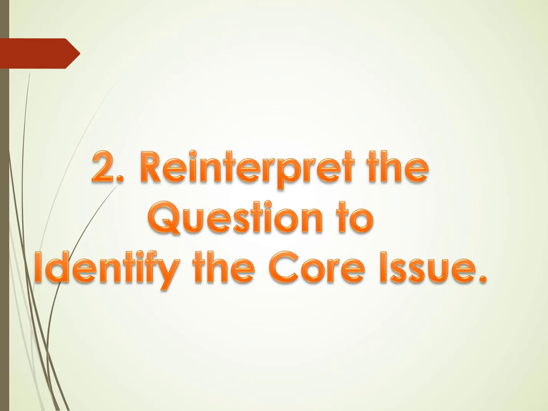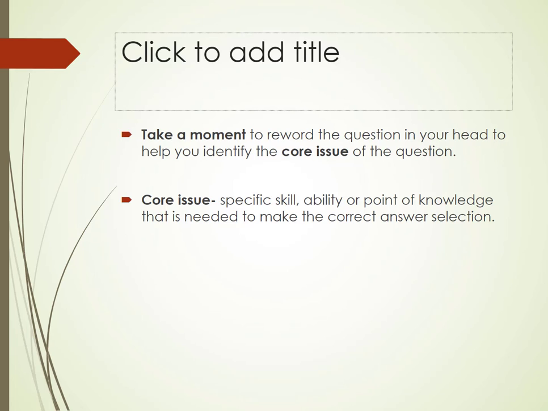Now, second is reinterpret the question to identify the core issue. This is very important. You have to take a moment to reword the question in your head to help you identify the core issue of the question. When you say core issue, it's about specific skills, ability, or point of your knowledge that is needed to make the correct answer selection.